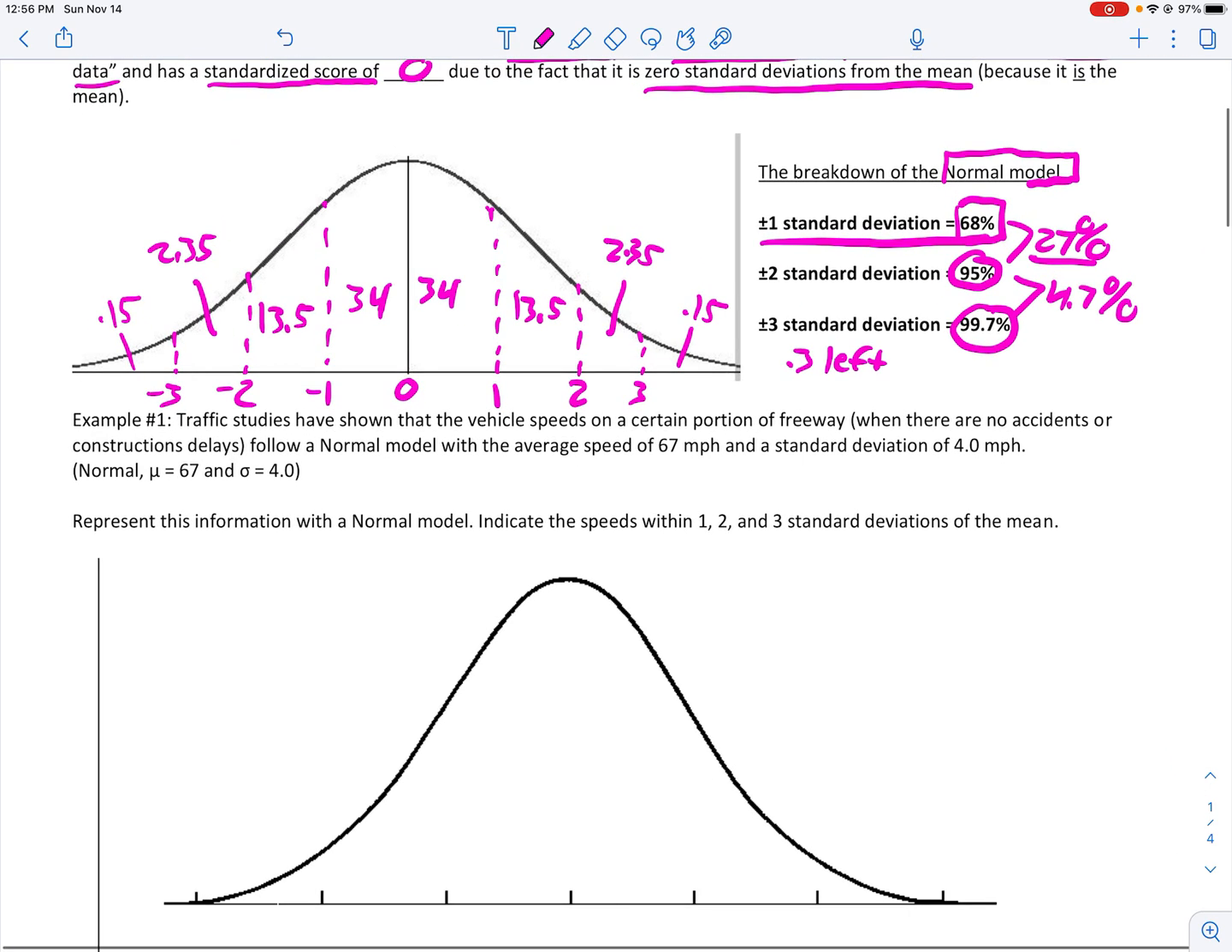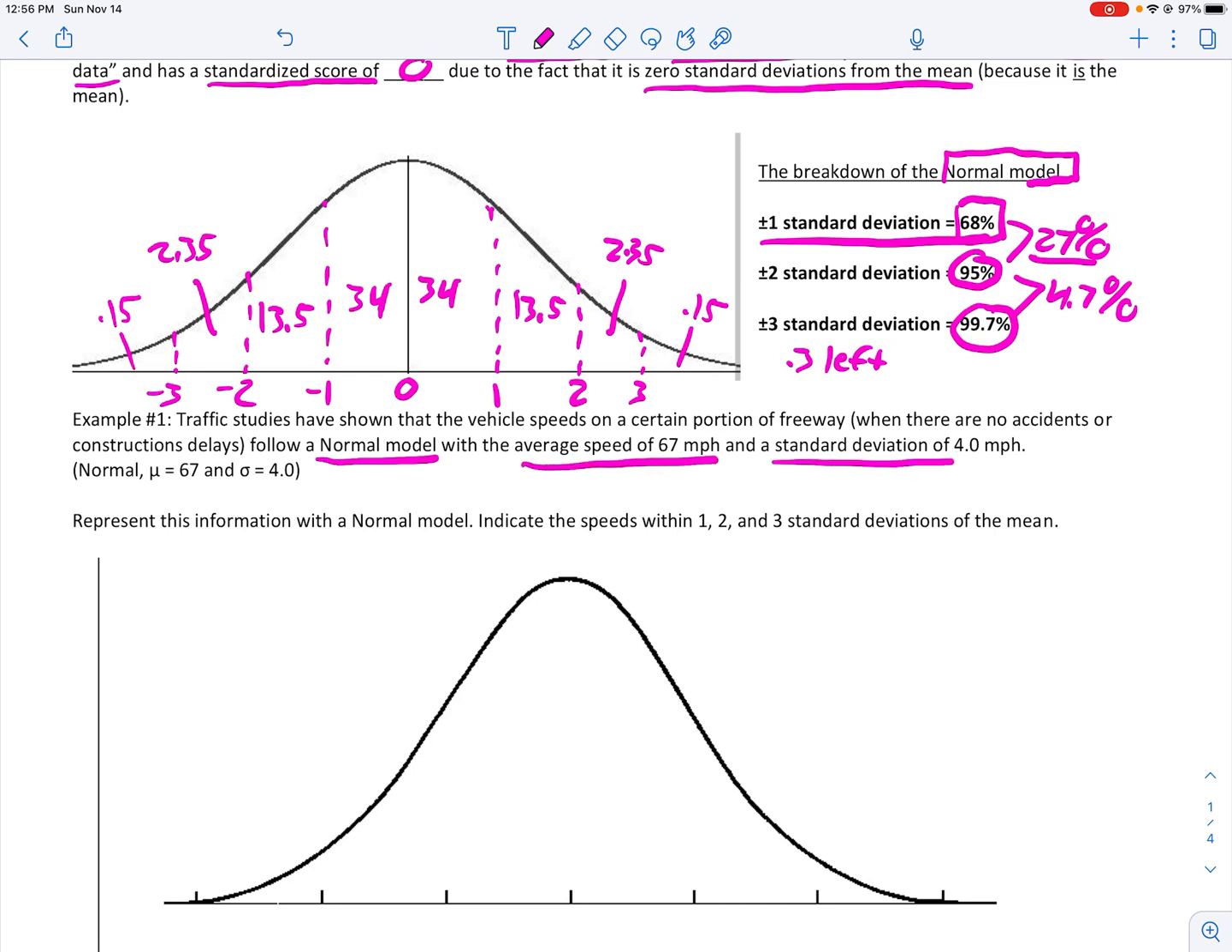Traffic studies have shown that vehicle speeds on a certain portion of the freeway follow a normal model. As soon as I hear normal, I'm thinking bell curve. The average speed is 67. The standard deviation is 4 miles per hour. So your mu and your sigma. Remember, mu means mean, sigma means standard deviation. Again, remember that symbol is mu.